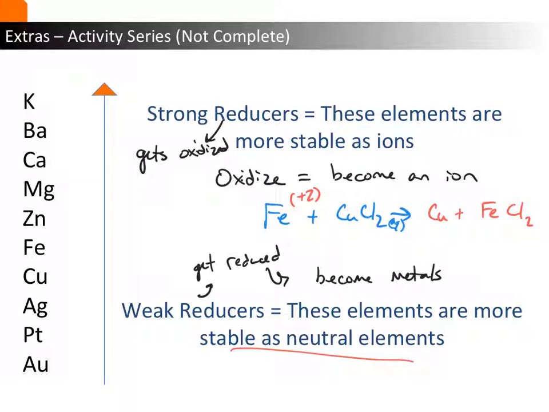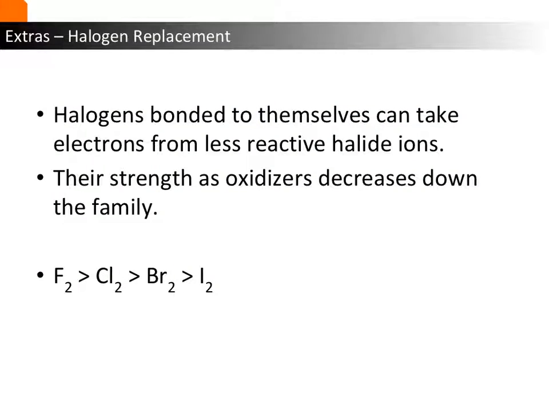So if you look for the word oxidize or reduce in the sentence, it's probably a single displacement, as long as what's being oxidized and what's being reduced is a metal. Now there's a special type of single displacement called halogen replacement, and this is a single displacement where halogens replace other halogens in a single displacement sort of scenario.